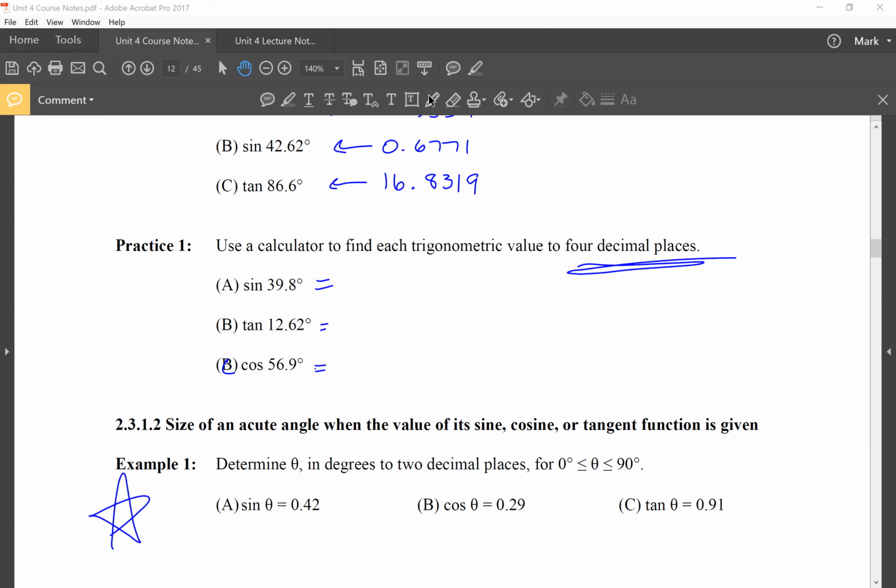All right, let's look at the answers to this. Sorry. Okay, so sine 39.8 is 0.6401. I think it was Dustin in the chat there who put the answers. Let me just see. Yeah, okay, and Dustin, it looks good to me. So tangent 12.62 is 0.2238, you could say 39 with rounding.